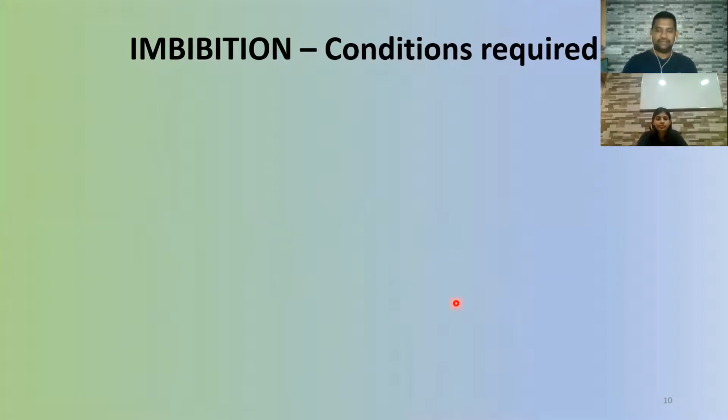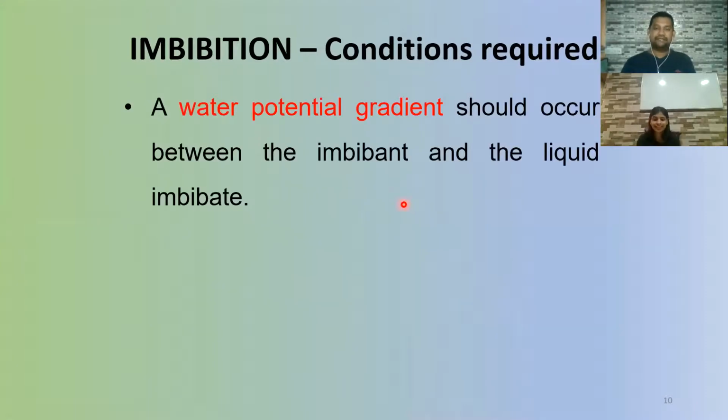When will imbibition happen? Firstly, between the imbibant and the imbibate, there has to be a water potential gradient. When you say the word gradient, it means there is a difference. One substance should have more water, one substance should have less water. So imbibition will take place. That's the first condition.